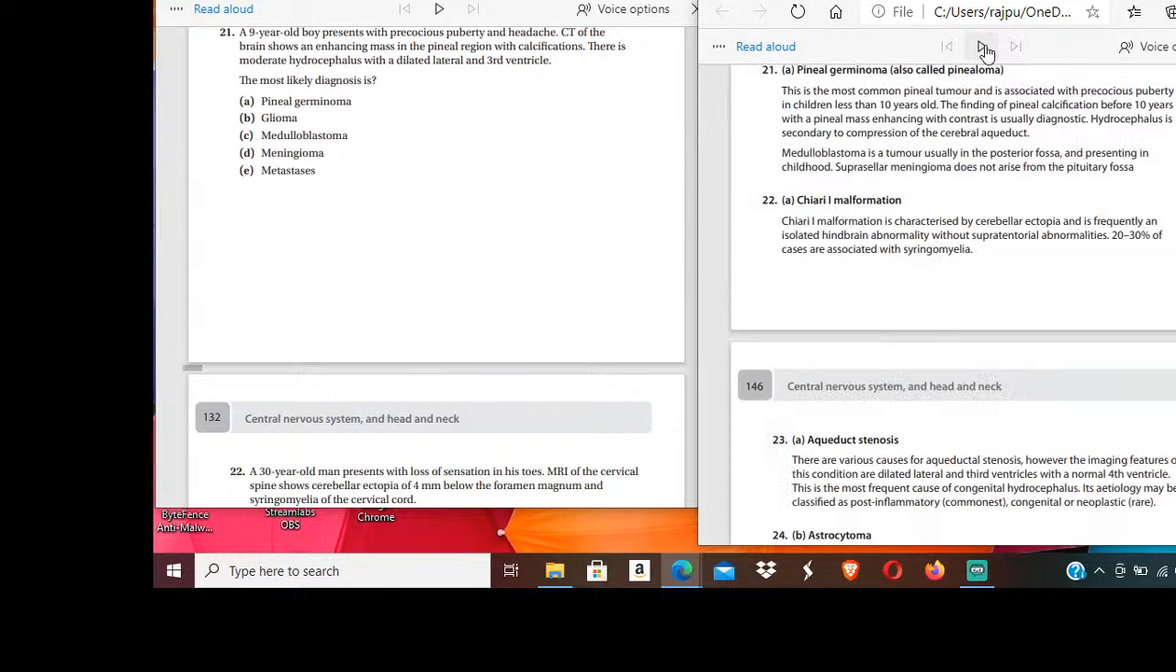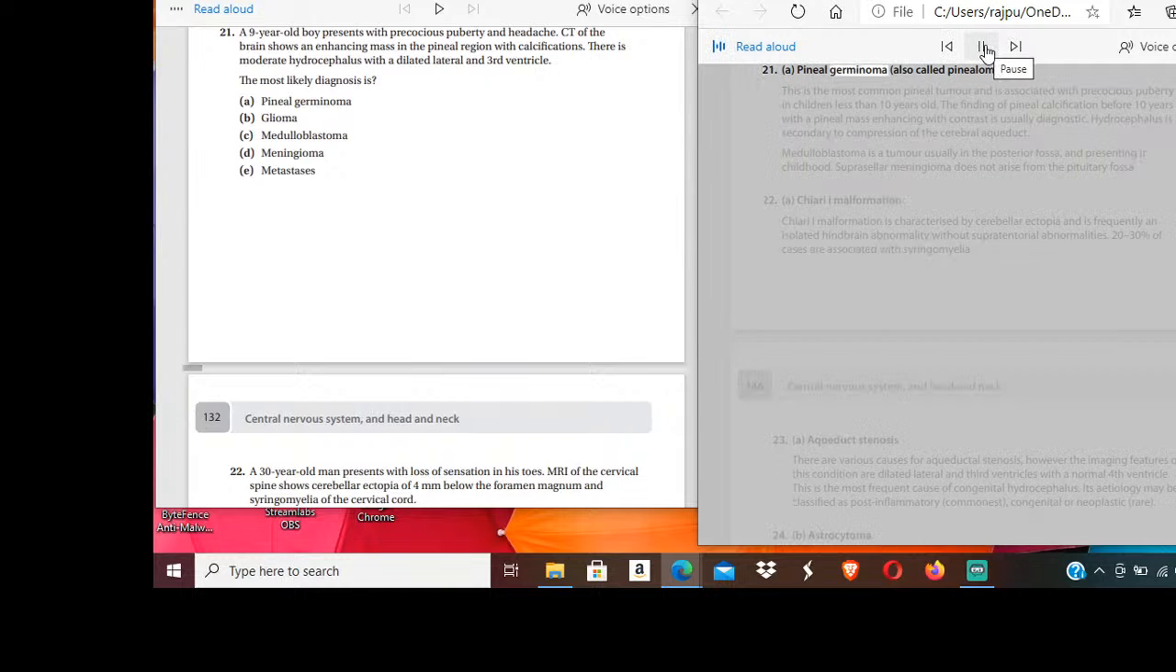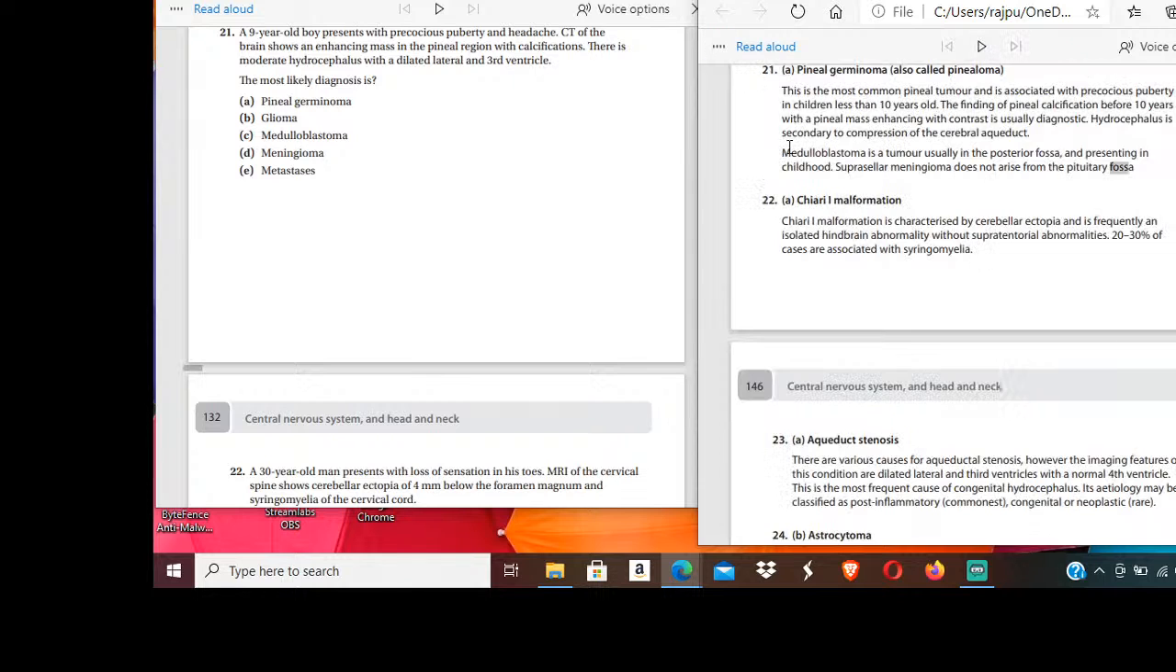21. A. Pineal germinoma, also called pinealoma. This is the most common pineal tumor and is associated with precocious puberty in children less than 10 years old. The finding of pineal calcification before 10 years with a pineal mass enhancing with contrast is usually diagnostic. Hydrocephalus is secondary to compression of the cerebral aqueduct. Medulloblastoma is a tumor usually in the posterior fossa and presenting in childhood. Suprasellar meningioma does not arise from the pituitary fossa.